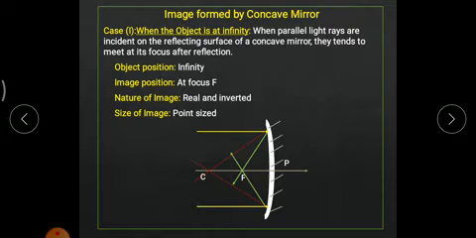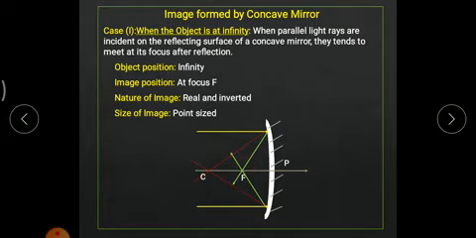Now, as you can see, where was the object located? The object was located at an infinite distance. The image was obtained exactly at the focus. This was the focus, so the image is exactly at the focus. This image is always real and inverted. Earlier we have studied this. Inverted means upside down. Real means it can be obtained on a screen and it can even be felt. And it is always a point size image. This is the point where the image is residing. It is real and inverted, and it is a point size image.